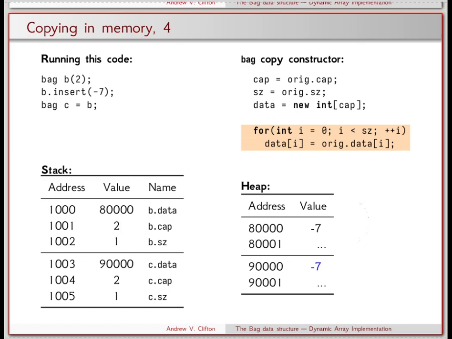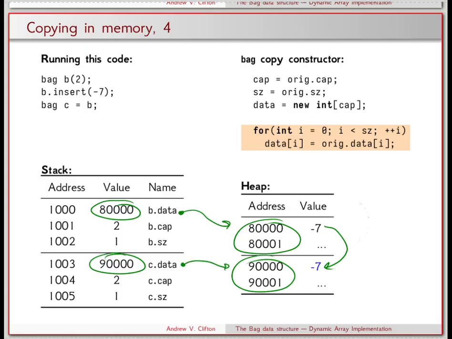Then this loop runs and it copies the -7 from one array to the other. So what I'm left with are two separate dynamically allocated arrays owned by two separate bags. And this is what we want, because now modifying B does not affect C, modifying C does not affect B, and you can delete them separately and everybody's happy and ready to go.